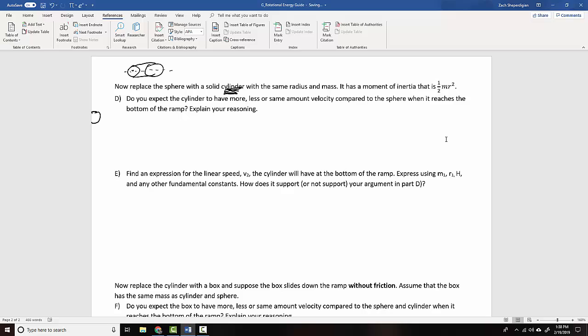down the ramp? The only thing that changes is that the moment of inertia changes, which is now 1/2 mr squared. So do you expect the cylinder to have more, less, or the same amount of velocity compared to the sphere when it reaches the bottom of the ramp? Explain your reasoning. Well, if we think about it, you have 1/2 mr squared. That is the new moment of inertia, and the old moment of inertia was 2/5 mr squared.